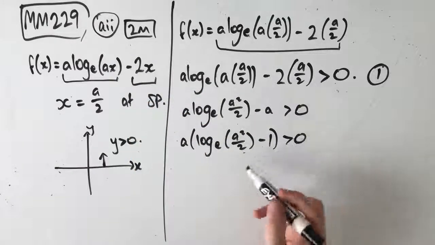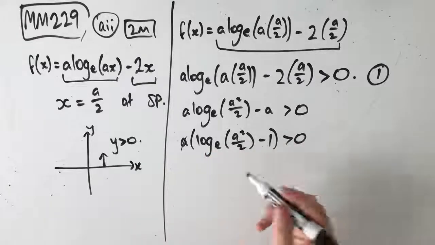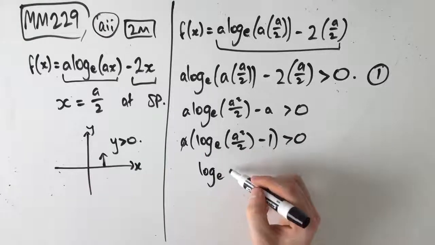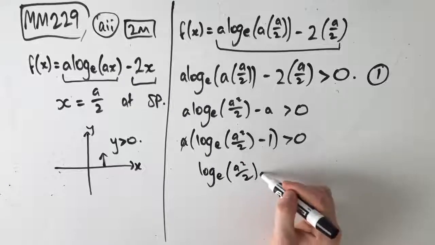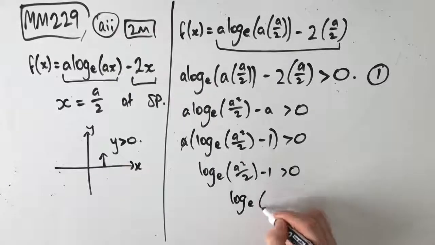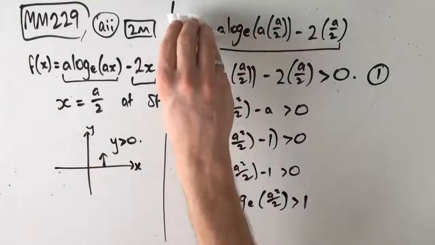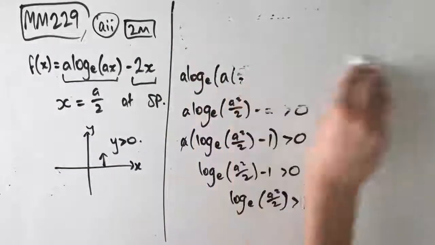So a is greater than 0 is like its own thing, but we already know that a has to be greater than 0, so we can cancel that. So log e of a squared on 2, take away 1 is greater than 0. Log e of a squared on 2 is greater than 1, so this negative 1 comes over here. Let's just come back up here.